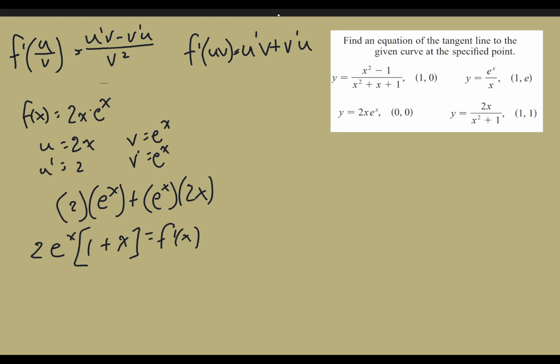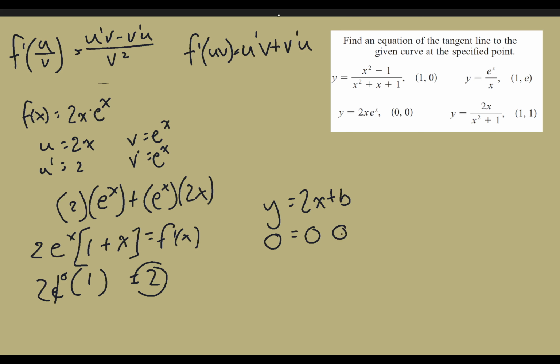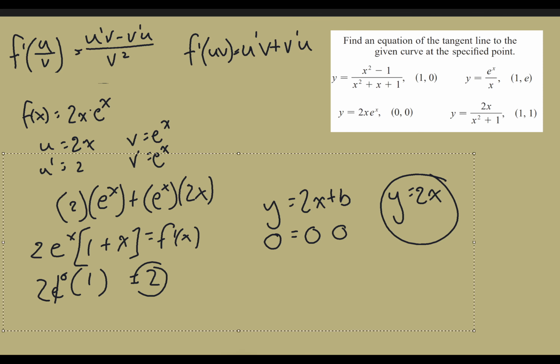Now we have values for this. We know our x value is 0, so it's going to be 2e to the 0 times 1. e to the 0 is 1, so 2 times 1 is 2. So we're going to have y equals 2x plus b. They give us the x and y, right? So this is 0 and this is 0. So that means b has to be 0. So the answer is y equals 2x. Easy peasy. Okay, next one, last one for this problem set.